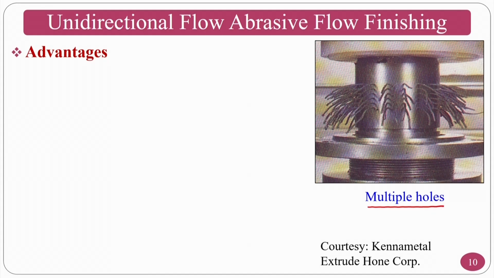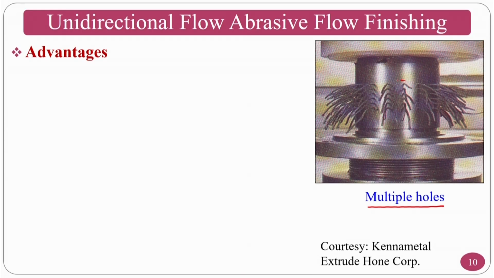With multiple-hole workpieces, you have a big medium cylinder filled with medium, and you extrude it through these holes. Whenever you extrude, it is one way. The medium comes out through these holes and they are finished properly, and the medium is collected using some external source and can be reused again and again for similar types of workpieces.